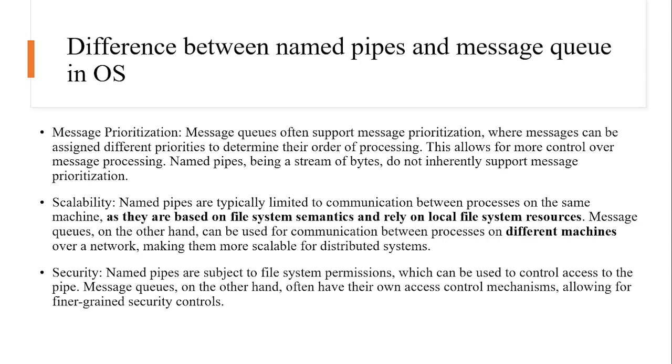Lastly, security. Named pipes are subject to file system permissions, which can be used to control access to the pipe, and message queues on the other hand often have their own access controlling mechanism, allowing for finer security control. So obviously named pipes use the file system mechanism. The permissions which we saw are associated with the file types, and are used to control the access. Like if we want to give only the read permission to the user, or read and write also, or read, write, execute all the permissions, that is the access mechanism in that particular case.